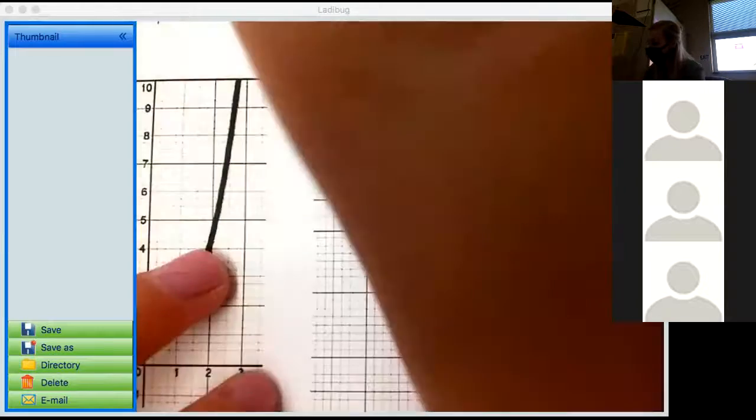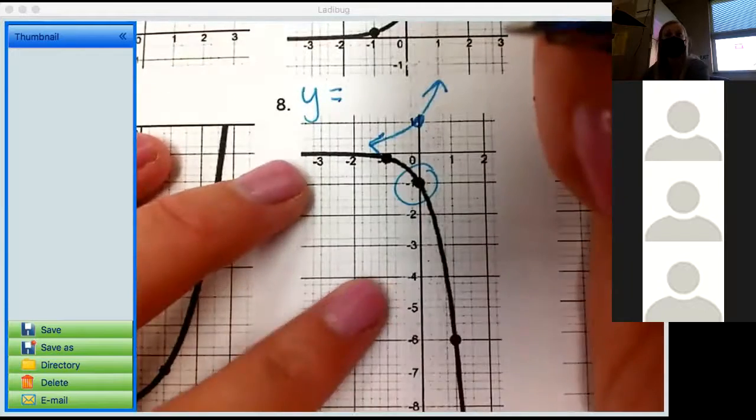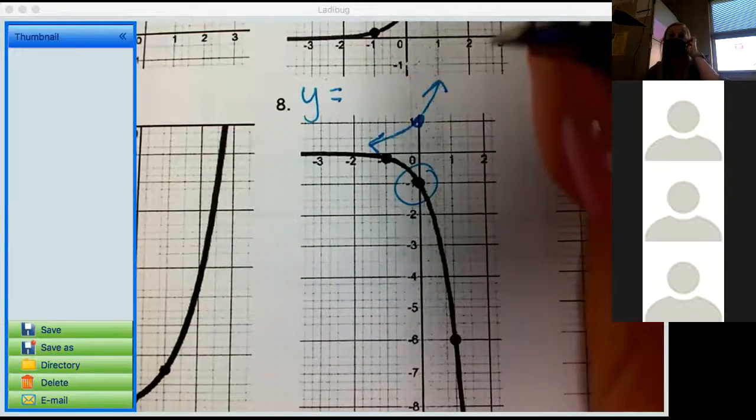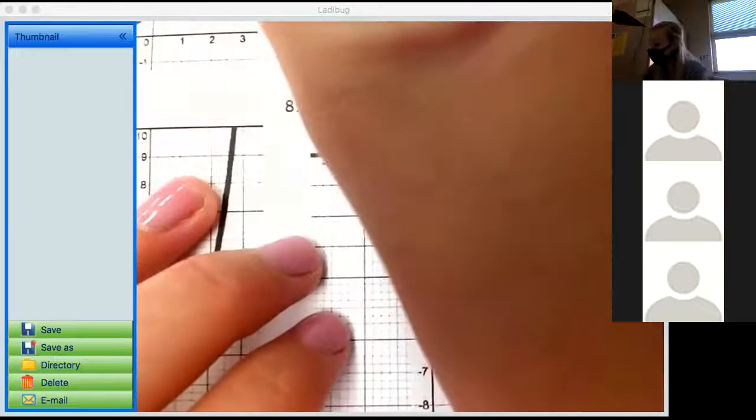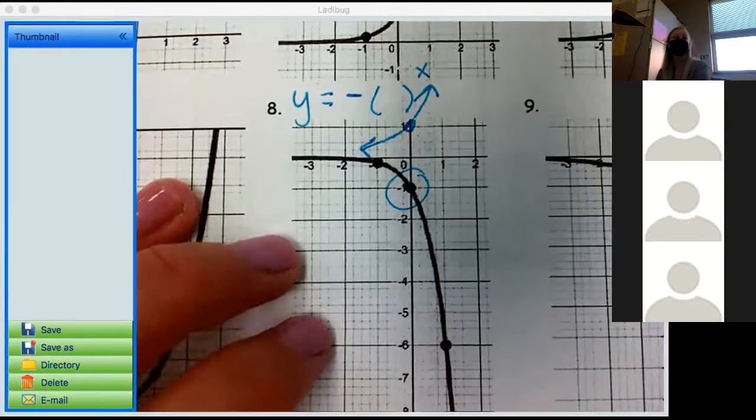So we know this should say y, or you could say f of x, either one. Some of you didn't put that. If it says equation, it should say y equals, okay? Y equals, we know there's a vertical reflection, and now the only thing I need to find is my base.